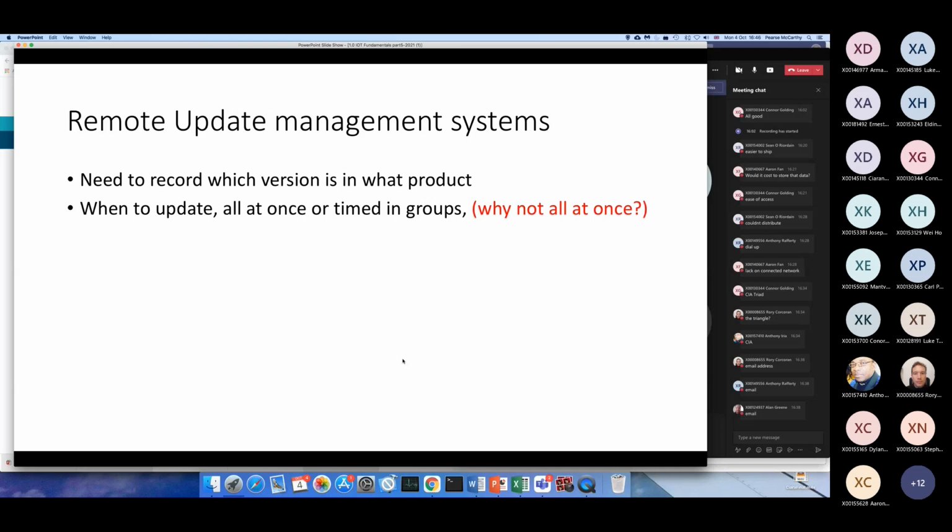You could have products that have been out there for 1 year, 2 years, 5 years. They'll all be different versions. How do you update them? Do you update them all at once? Why wouldn't you update them all at once? Or do you update them in groups? Why wouldn't you update them all at once?